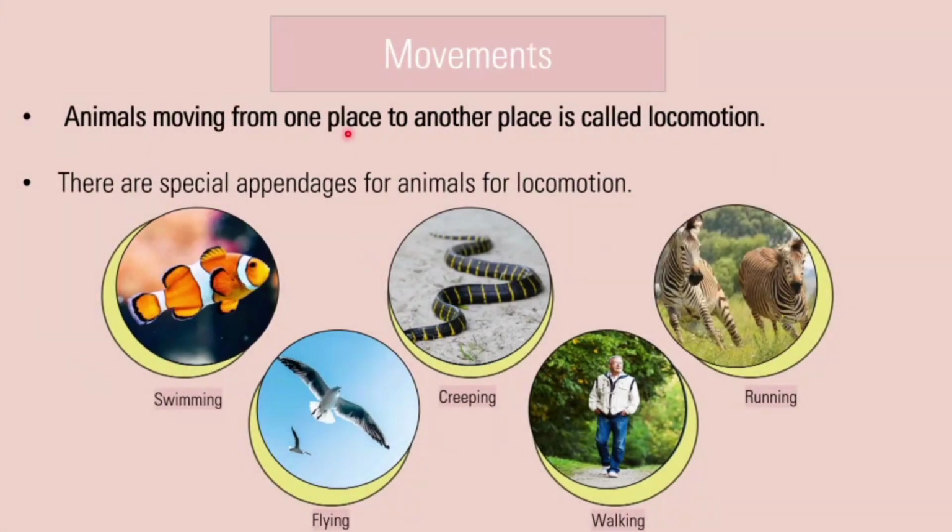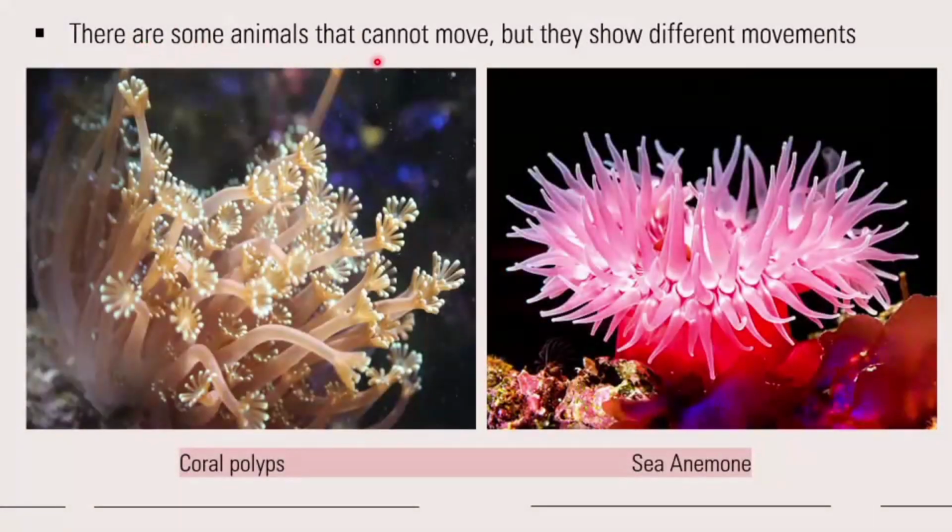Okay, now let's move on to the third one, movements. Animals moving from one place to another place is called locomotion. There are special adaptations for animals for locomotion. Here are several locomotional methods. Swimming, creeping, running, flying, and walking are some locomotional methods. There are some animals that cannot locomote, but they show different movements. Examples for them are coral polyps and sea anemones. These are some animals that belong to the Cnidarian group. They are invertebrates.